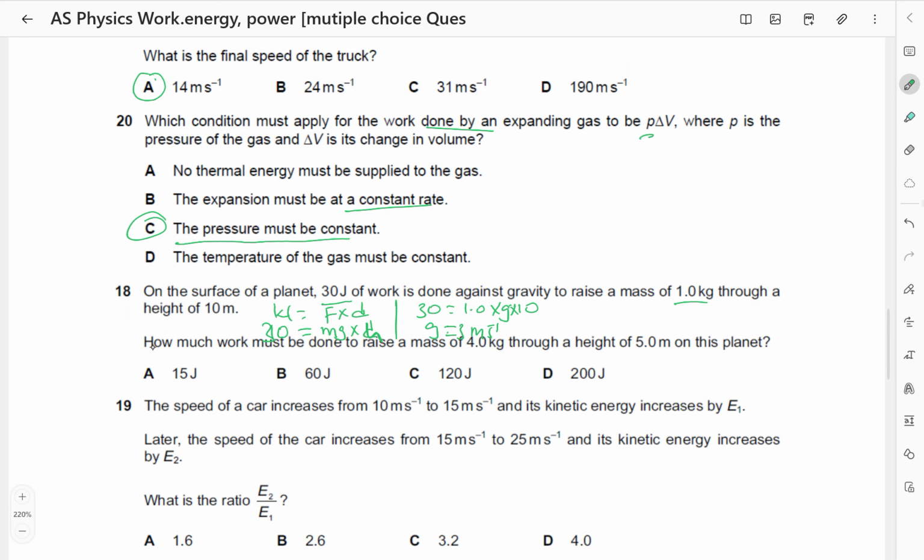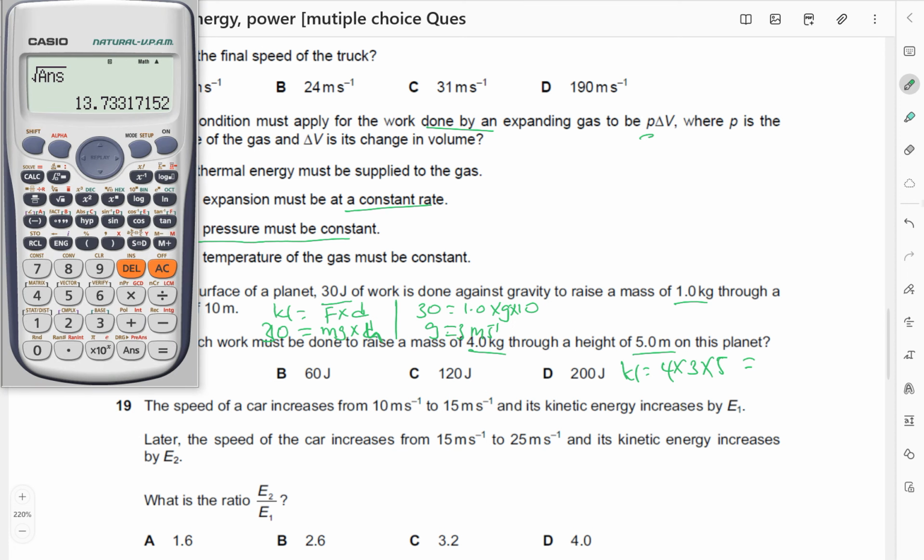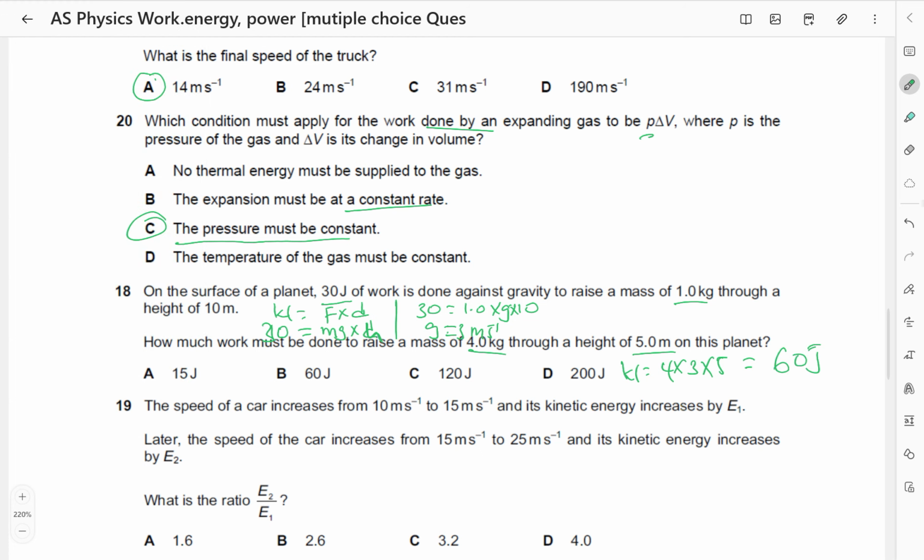How much work must be done to raise a mass of 4 kilograms through a height of 5 meters? So g is going to be the same. So work done is equal to the mass, which is 4, times g, which is 3, times the height, which is 5. So 4 times 3 times 5, that is 12 times 5, which I think is 60. So this is 60 joules. So the answer is going to be B. I just used the first conditions to find g, which is going to be the same for the second mass. So the answer is going to be B.